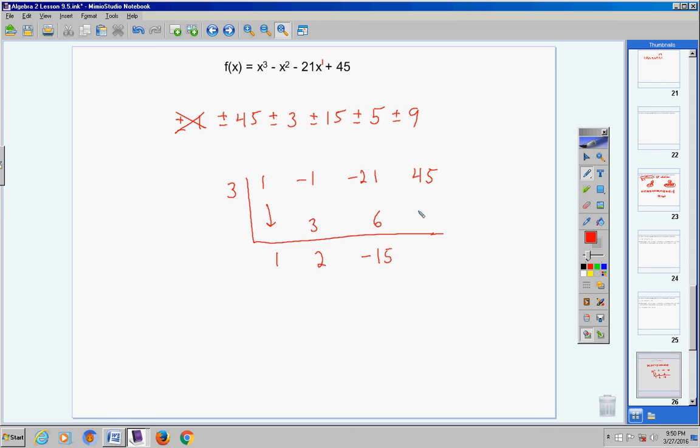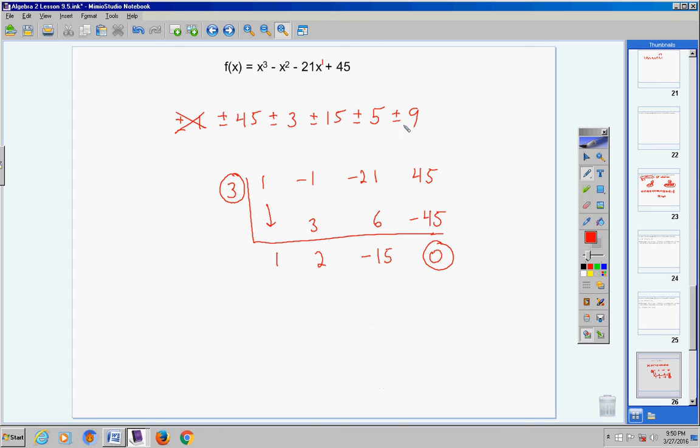3 times negative 15. Booyah, look at that. Negative 45. I get out a 0. Okay? Now that's going to be a big help to me. So positive 3 is one of my zeros. I put in 3 and I got out what? 0. Do you understand? Okay?